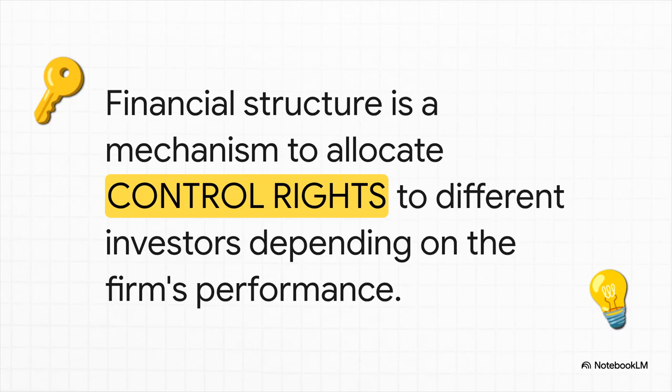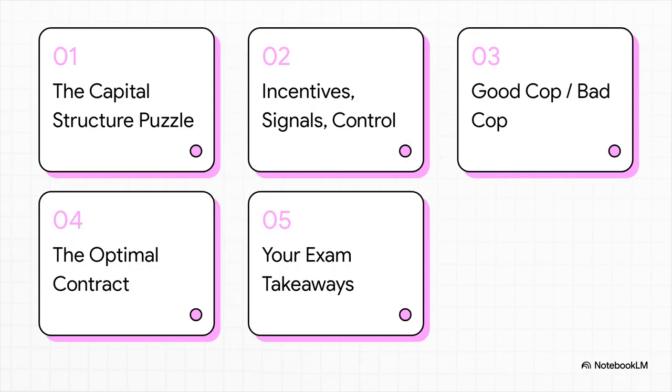Financial structure isn't just about divvying up the money. It's a really sophisticated tool for deciding who gets to step in and make decisions. And, this is the crucial part, when they get to do it. This whole idea of state contingent control rights, that's the core thesis. Remember that phrase.